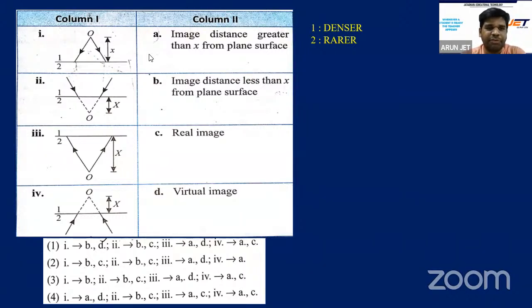Right, there I've explained what kind of images are formed. So I'll describe the question once, initiate the thought process and leave it to you. Students, one is a denser medium, two is a rarer medium. The object is in the first. I'll consider the first case in column 1.